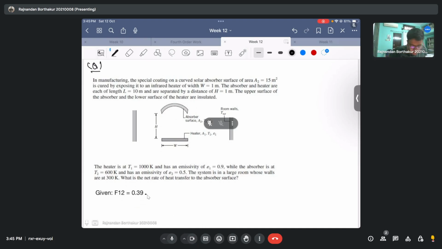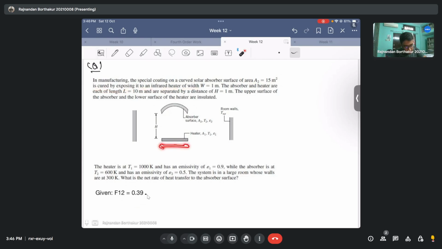All right. Let's quickly go through what this problem says. It says that in manufacturing, the spatial coating on a curved solar absorber of area A2, which is basically this, its area is given to be equal to 15 meters square, which is nothing but the area of this solar absorber, is cured by exposing it to an infrared heater of width equal to 1 meter.